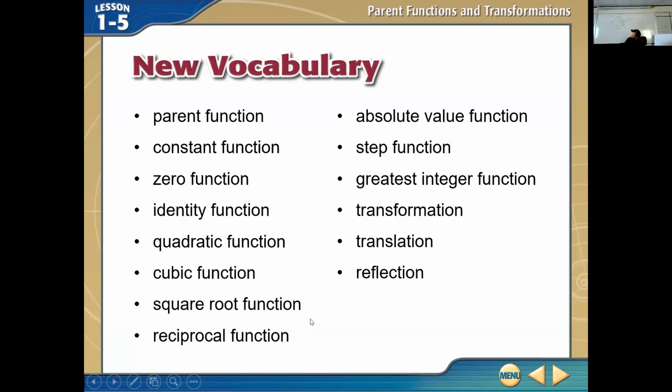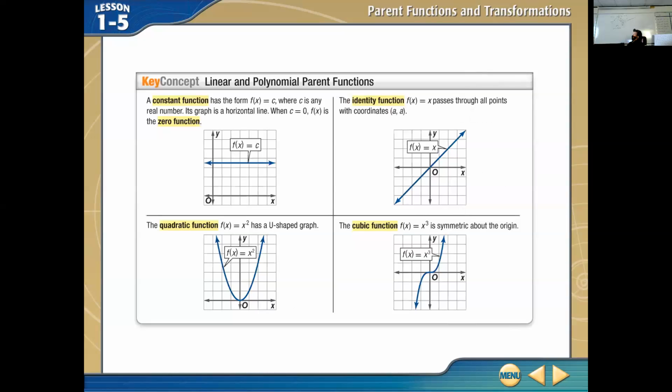Oh, reflection. Okay, so reflecting it about the y-axis or the x-axis, kind of looking at it as symmetry. Dilation, we already talked about that. That's a transformation.